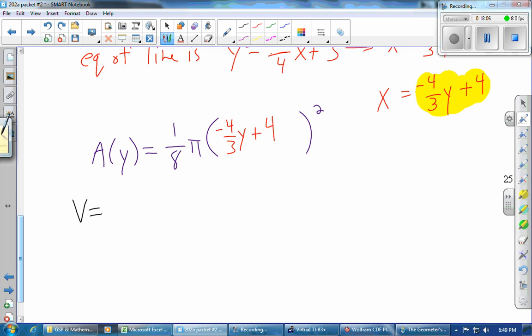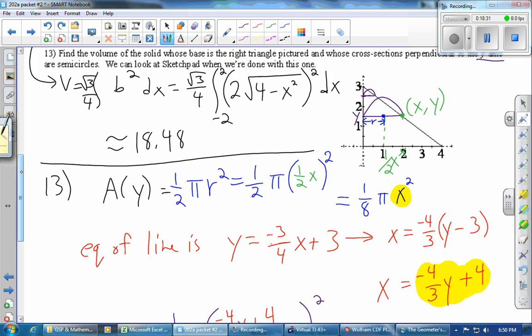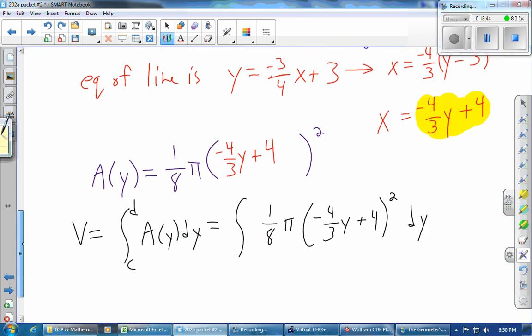So the volume of that shape, that solid, is the integral of the area function, dy, going between some number and some other number. So copying that down, integral of 1/8 pi, -4/3 y plus 4 squared dy. And then the last piece is to find the c and the d, the limits of integration. So go back up to your lovely picture. Imagine taking the y and sweeping it up and down. So what's the smallest y, which is down here? That's 0. What's the biggest y that we can plug in? It's 3. So 0 and 3 are our limits of integration.